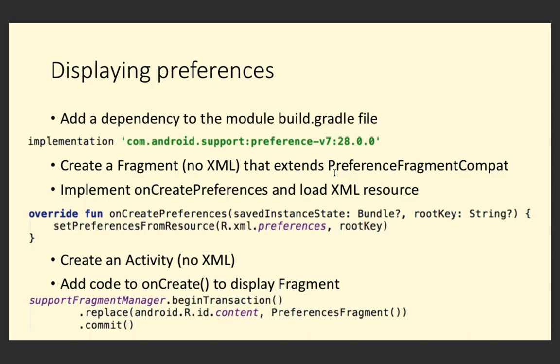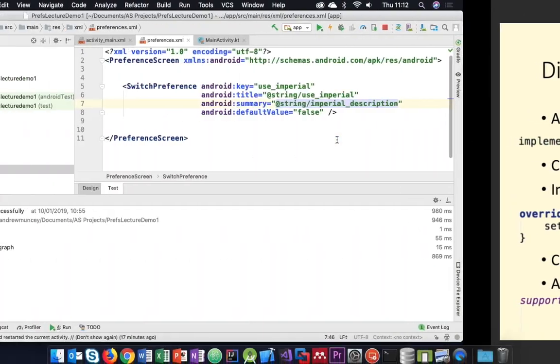Okay, so to display preferences is a bit of extra work because we need to use a backwards compatible package. So we have to add a dependency to the module build.gradle file, which we have to get right. Obviously, the version here depends on the version we're building for. So if we're building for API 28, in that case, it'll be 28, which we are. So this is currently correct. But if you do it later in the year or there's another update, it might change. Okay, so let's go and do that.